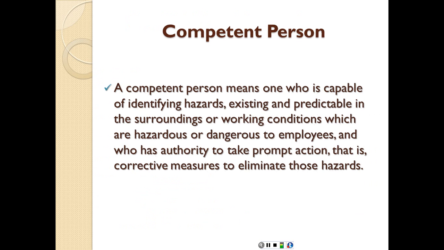As we have learned before, we have something called a competent person. So also in scaffolds we have a competent person that's going to be dealing with scaffolds. So a competent person means one who is capable of identifying the hazards, both existing and predictable, in the surroundings or working conditions which are hazardous or dangerous to employees, and not only being able to identify these hazards, but has the authority to take prompt action, that is, corrective measures to eliminate those hazards. So that's the definition of a competent person in general.